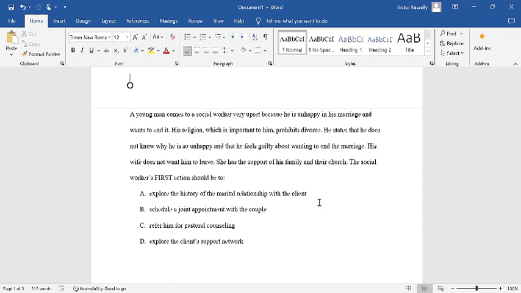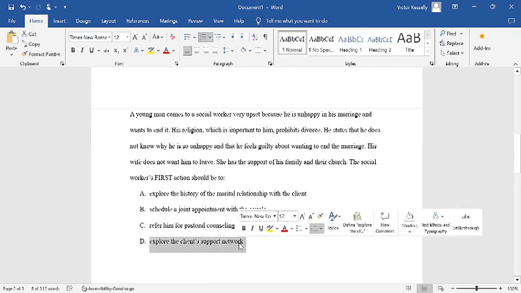D, explore the client's support network. So exploring the client's support network is basically getting the client's feelings, getting the client to stick with you, how he feels since his wife and his family and the church support his wife, but not his wish to end the marriage. So you want to know who's supporting him, who has his back. So D would be the appropriate answer for this question: explore the client's support network.